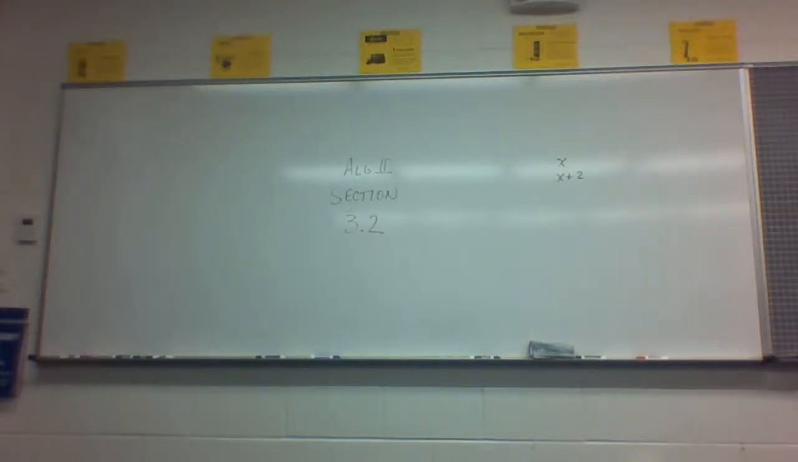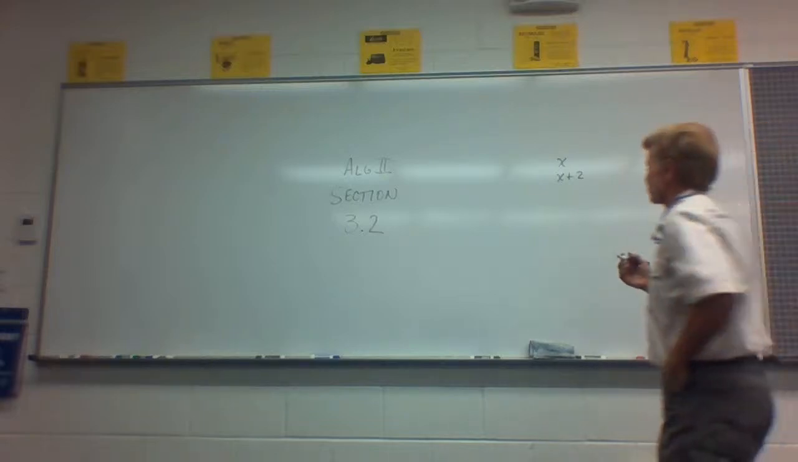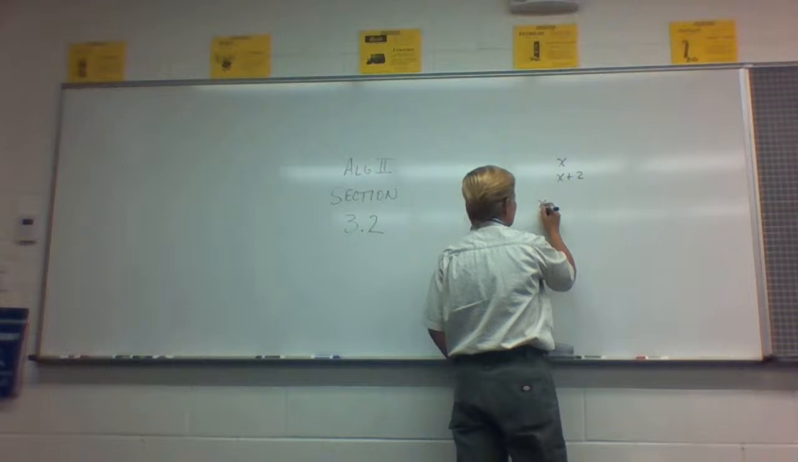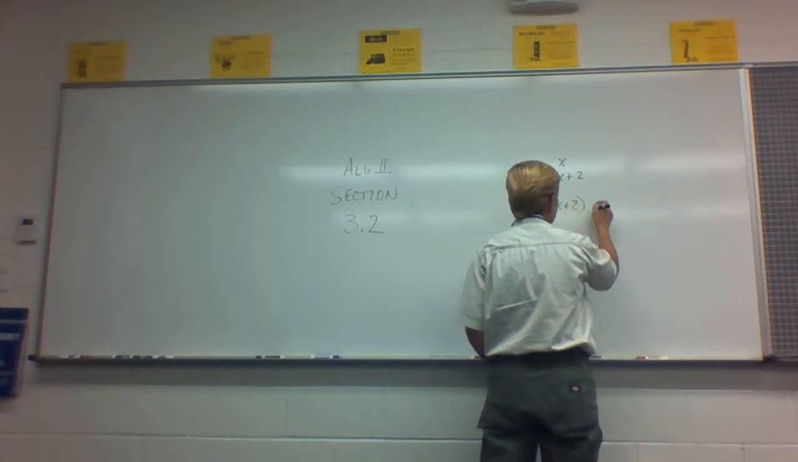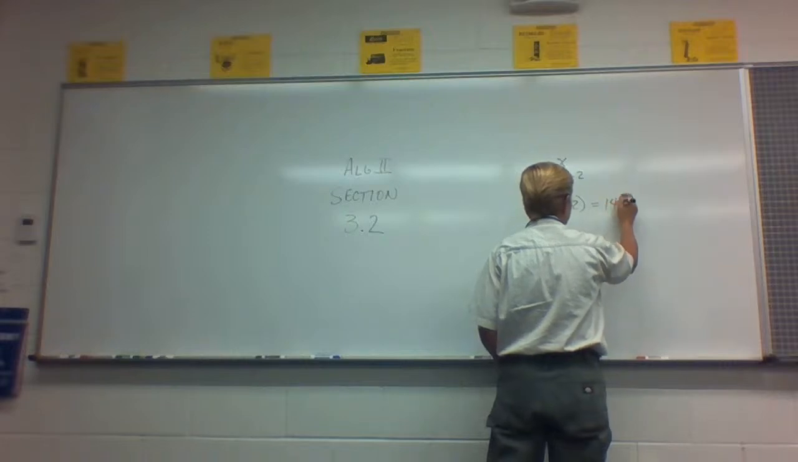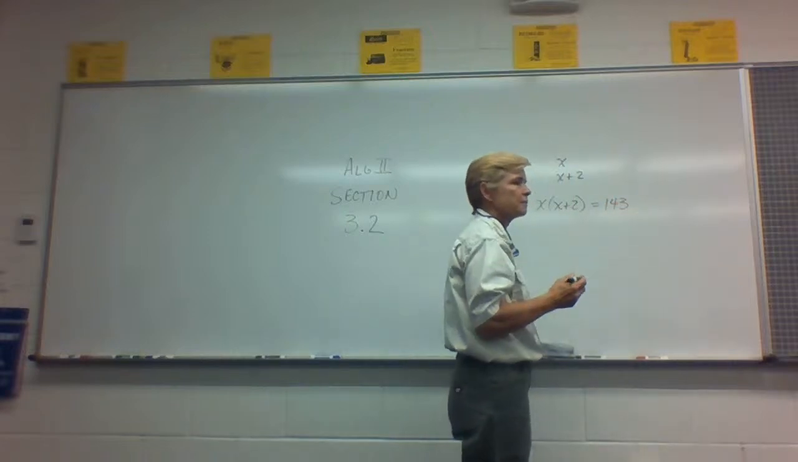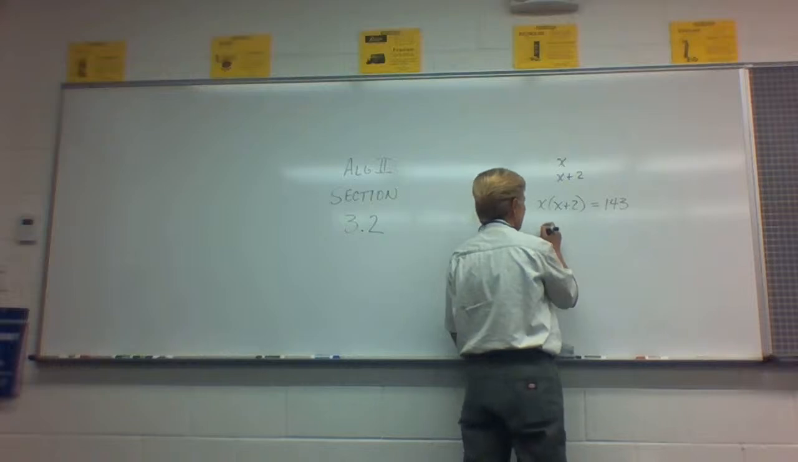Sum is to add. What's product? Multiply. Whose product is 143. So we're saying that the first one times the next one, the first one times the second odd integer, when we multiply them, is 143. That make sense? So this is the quadratic we got to solve.